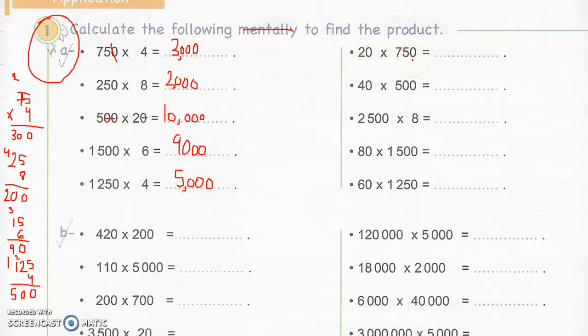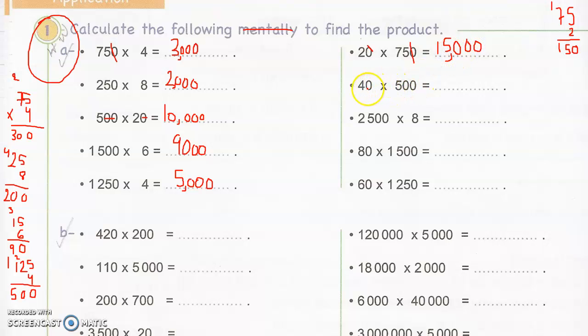20 times 750. Okay, skip the 0. 75 times 2. 75 times 2. 2 times 5, it's 10. 0 down and 1 up. 2 times 7, 14, and 1, it's 15. So 150. How many zeros do we have in both sides? 1, 2. So 2 zeros. Okay.